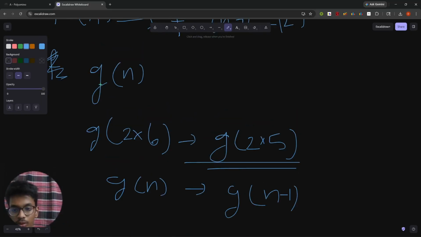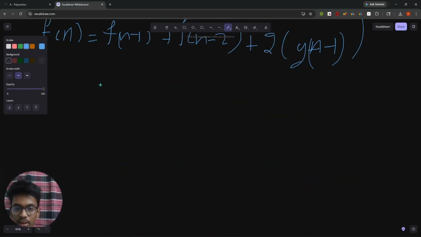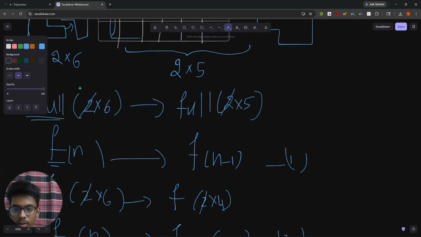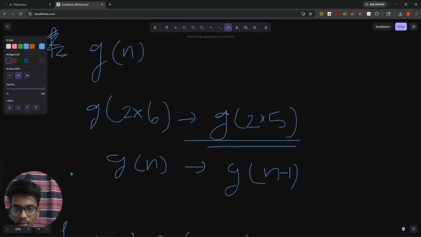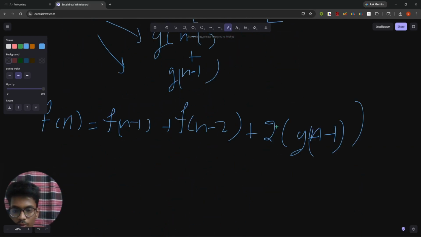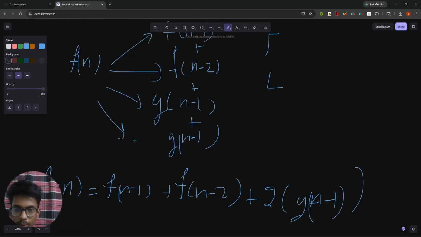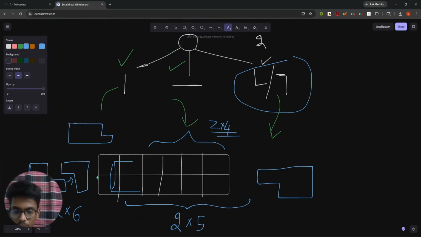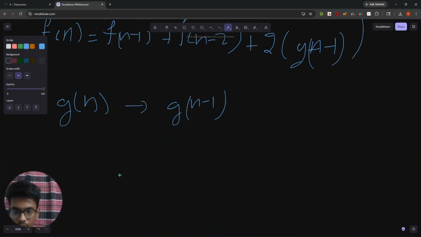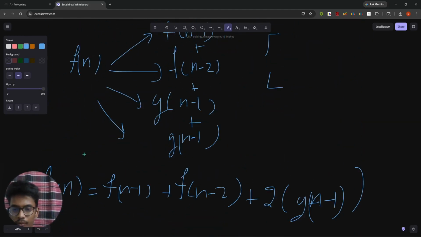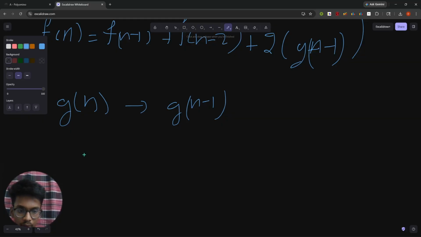Now, since we have started to compute for g also, we need to check what leads to g, or we can basically say we'll do the same thing for g also. So g of 2 cross 6 leads to g of 2 cross 5. That means g of n leads to g of n minus 1. If I place one L shape, it leads to some other L shape. It leads to g of n minus 1. When would this happen? This would happen when I place an extra horizontal with this.